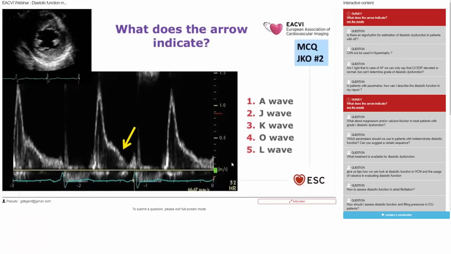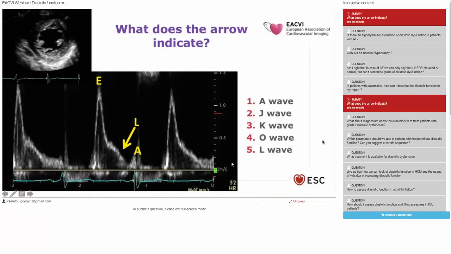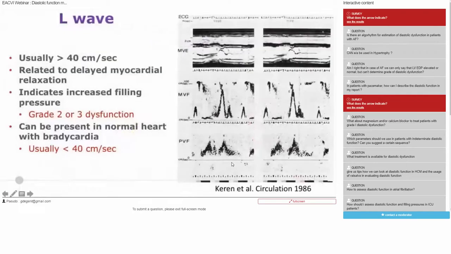This is an L wave, mid-diastolic flow velocity, which is very important because a pathologic L wave is usually greater than 40 centimeters per second, related to the delayed relaxation of the heart, and usually indicates grade 2 or grade 3 dysfunction with increased filling pressure. This was first published in normal hearts. In a healthy normal heart you can also have an L wave, as you can see on the right side, but usually it's less than 40 centimeters per second.